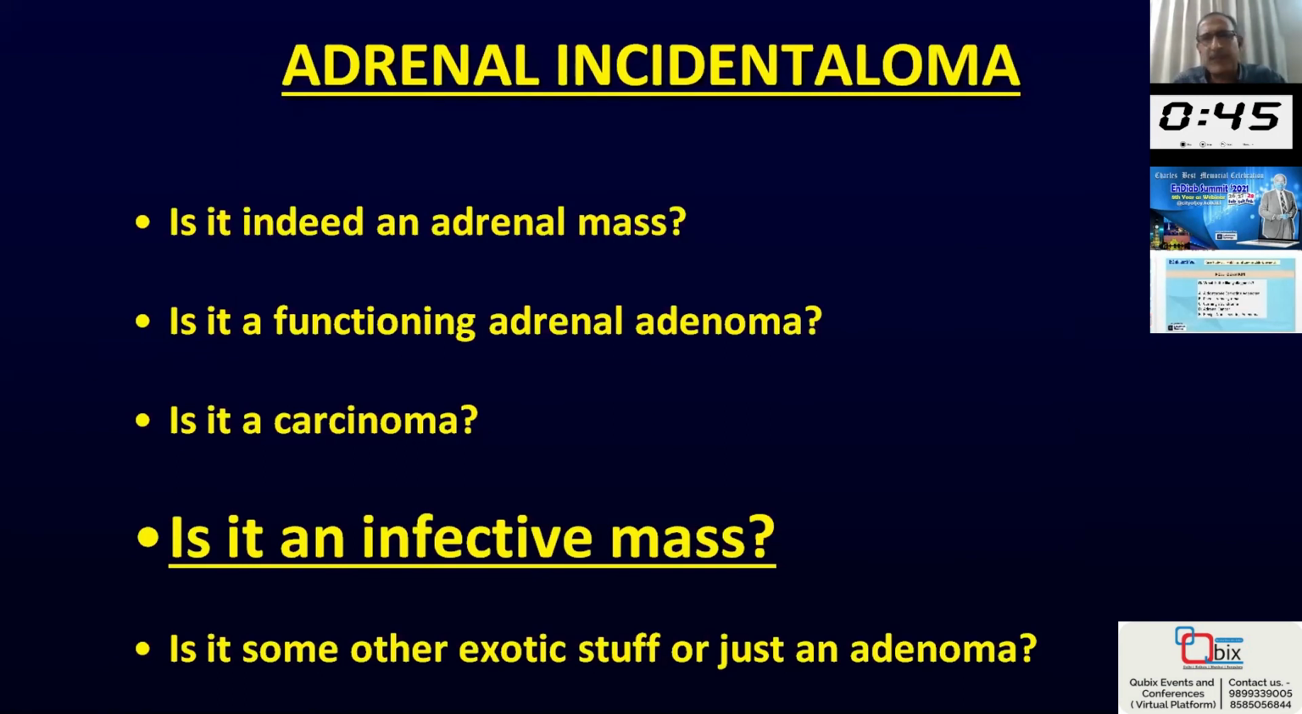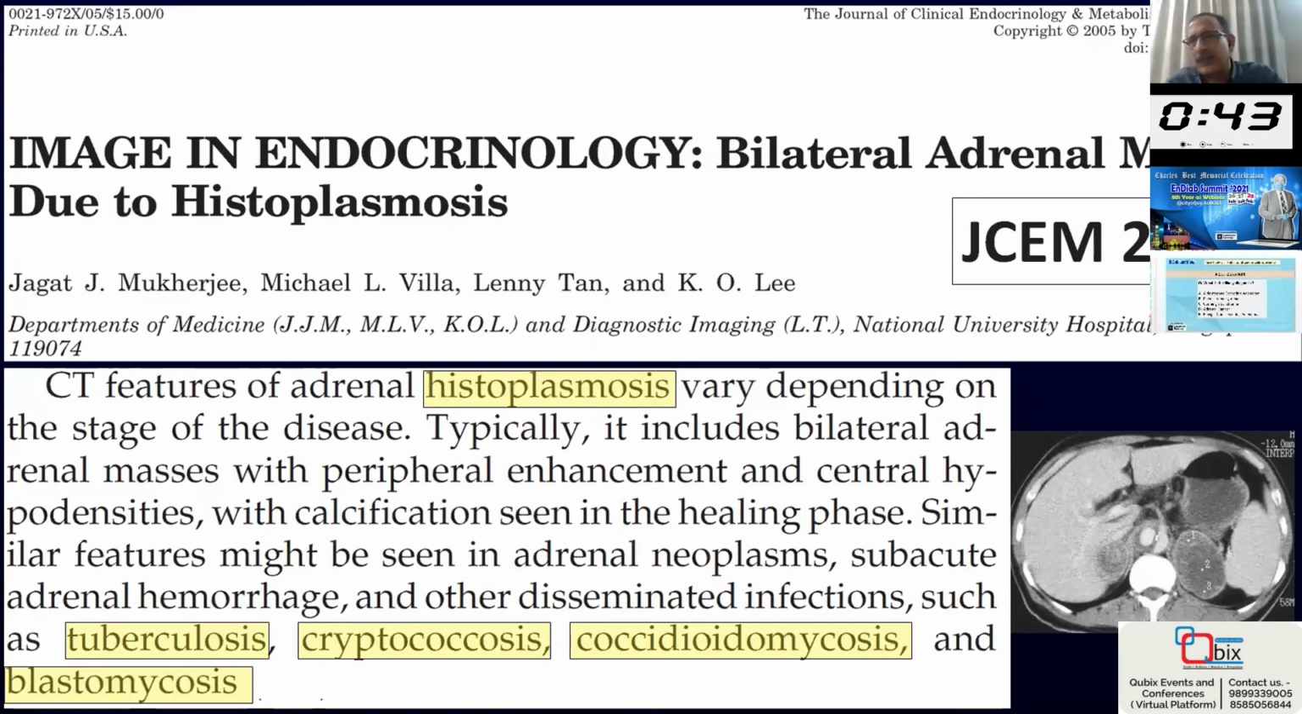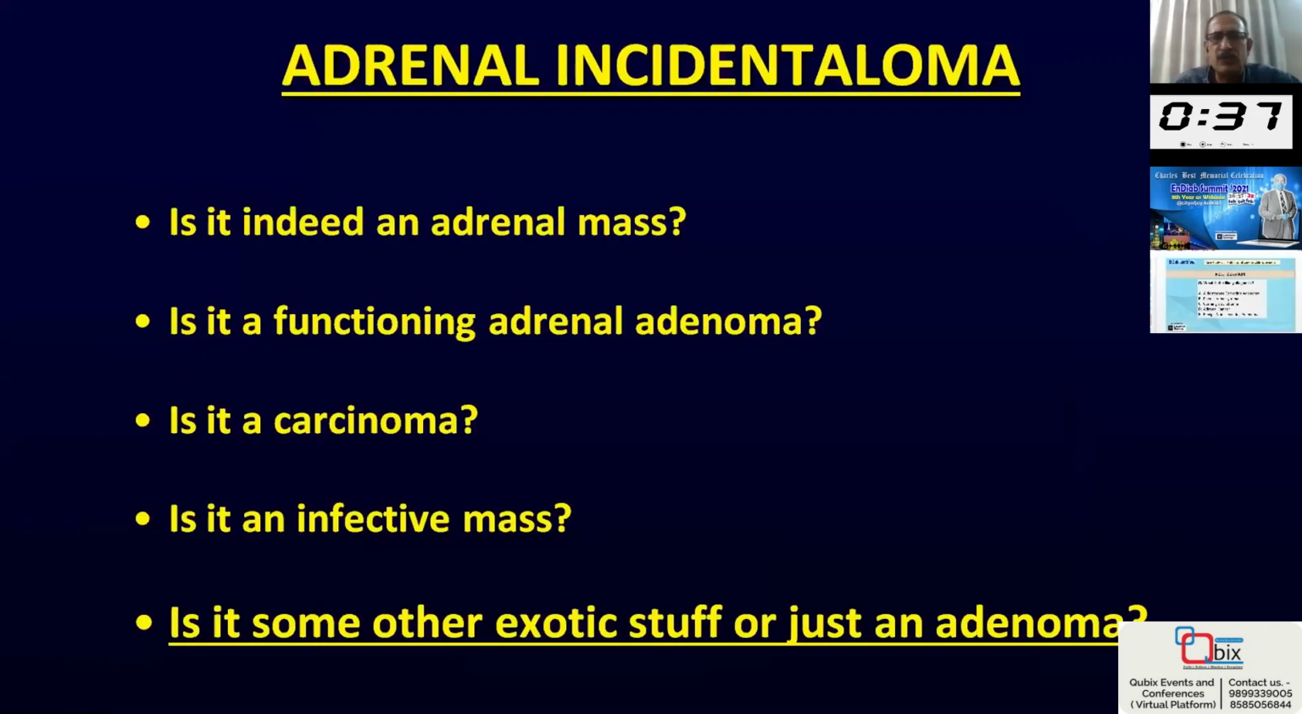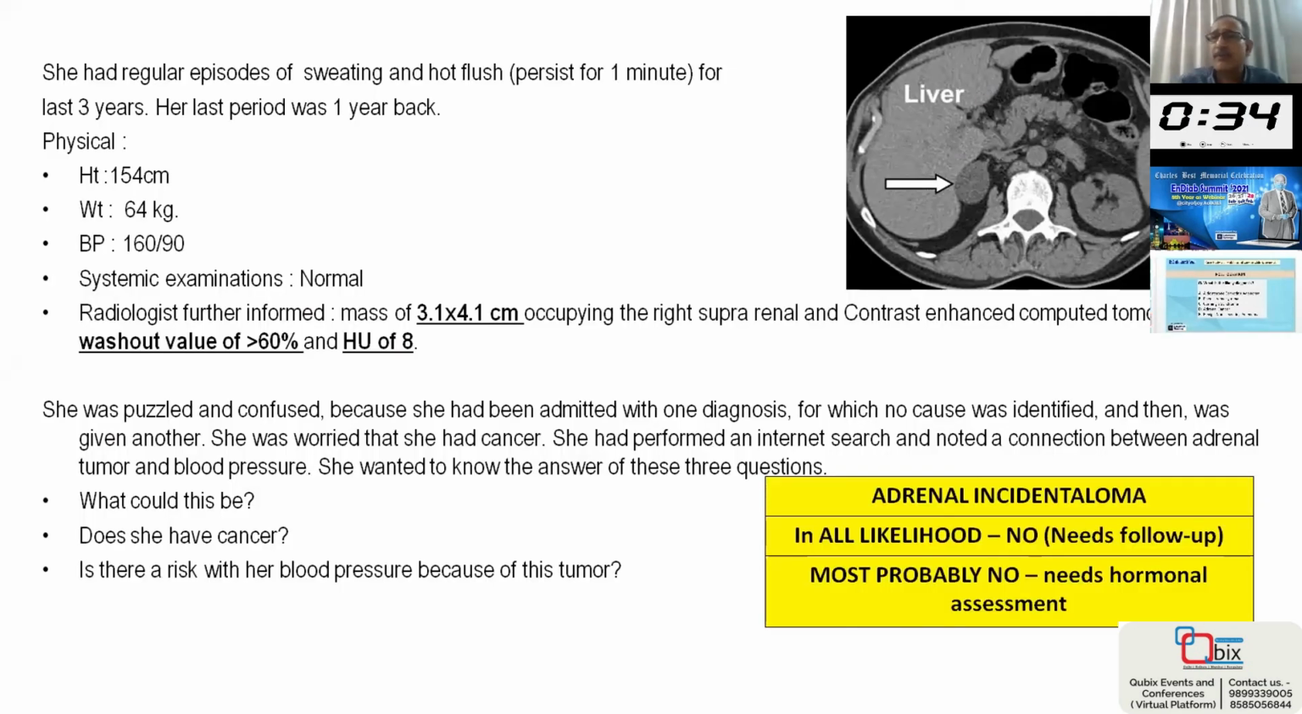Is it an infective mass? You need to do an FNAC, like in the pictures that you see here. Nice big lesions in the adrenal gland. This was not an incidentaloma. FNAC showed histoplasmosis. So coming back to our patient in the last 30 seconds, size is 4.1 centimeter, just at the cusp, but I would not operate on this.